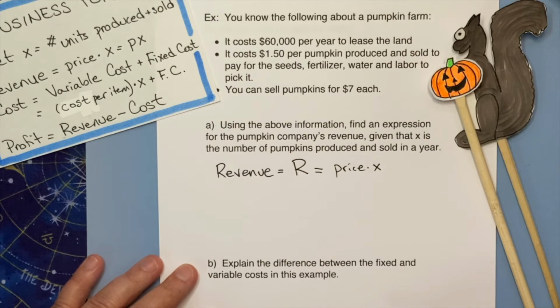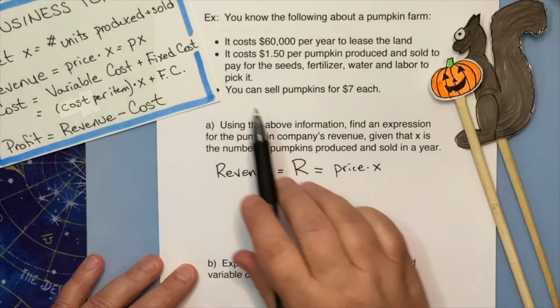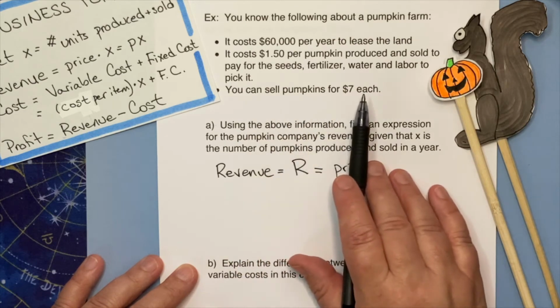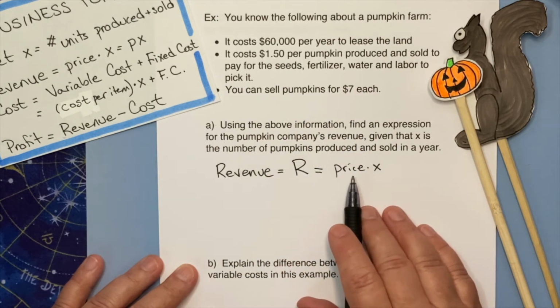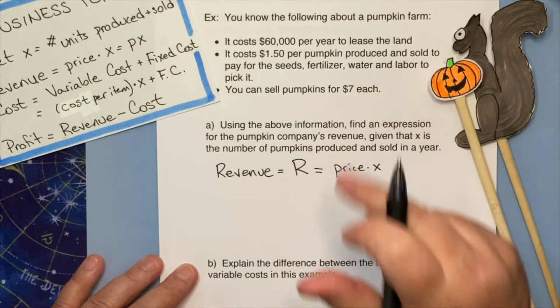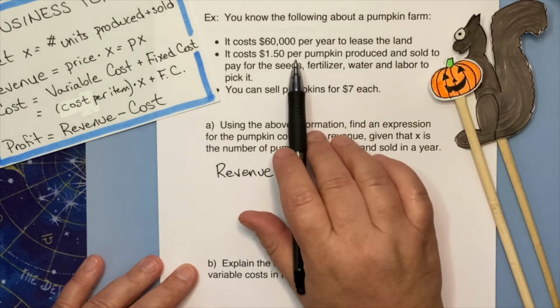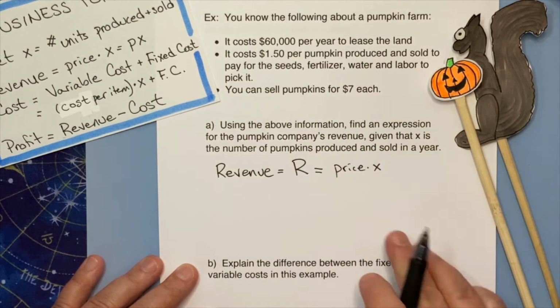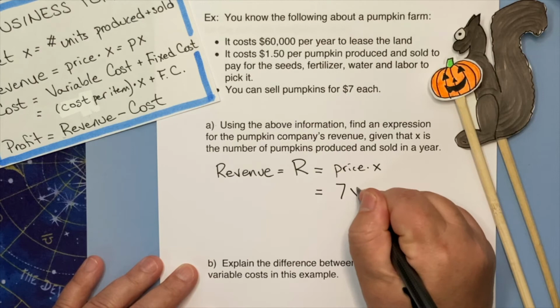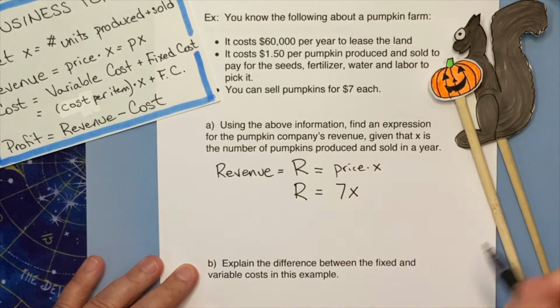There are two numbers that are going to look very similar. One is going to be the cost per pumpkin, and one is going to be the selling price. Revenue has to do with price. And when we talk about the price, that is a price per pumpkin, right? They're $7 each. So whenever you see per pumpkin or each, something like that, you're going to have to multiply by X. So that's a little hint that you're going to be doing that. But in this case, the price is $7 times X. So our revenue is 7X.